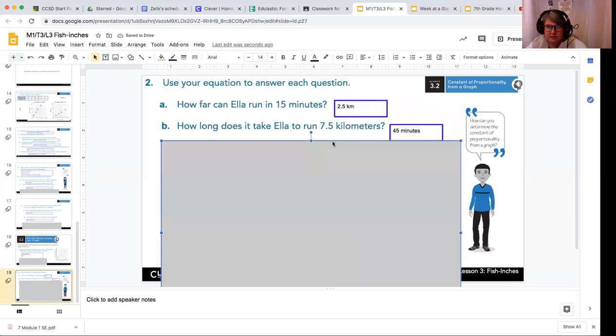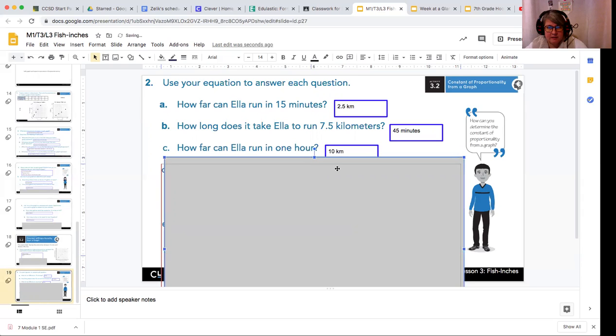How far does she run in 1 hour? Well, if 15 minutes is 2.5, there are 4 15s. So we must be talking about 10 kilometers.